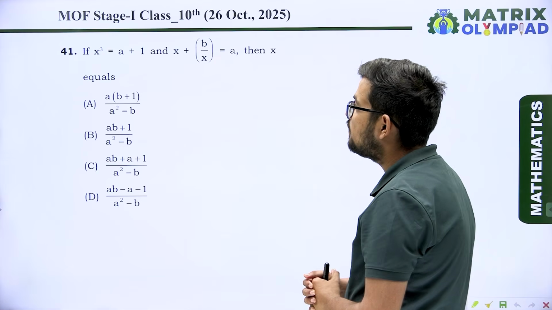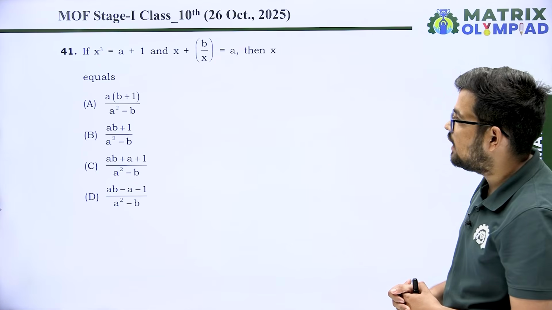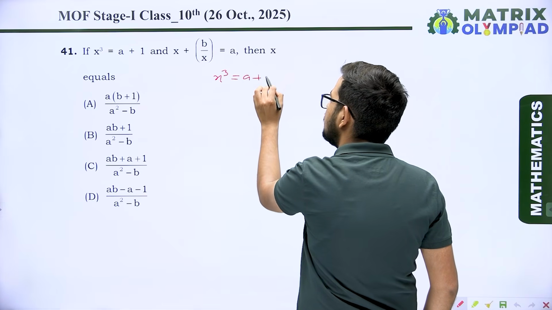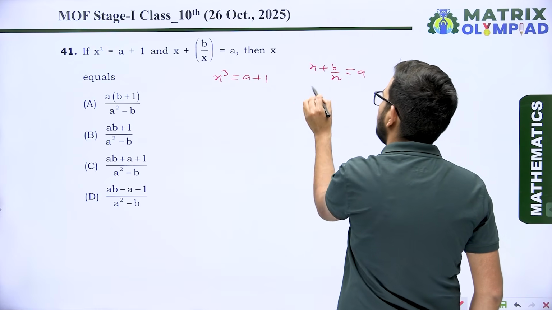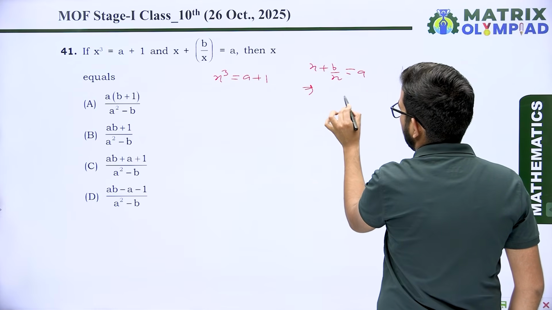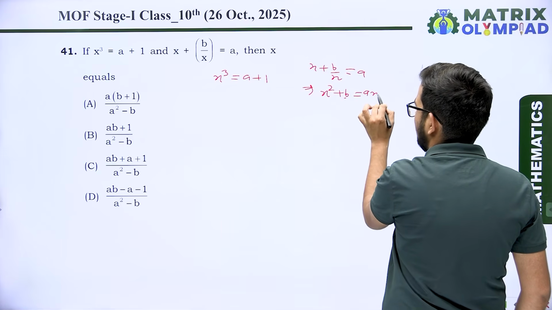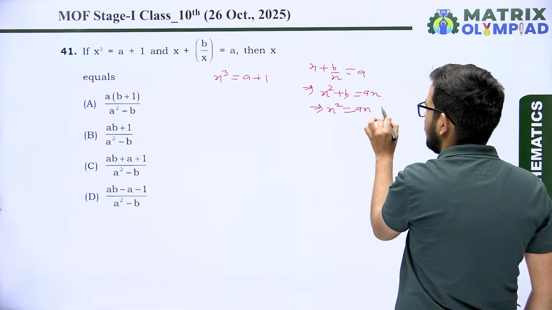If x cube equals a plus 1 and x plus b upon x equals a, then x equals? Okay, so x cube equals a plus 1 and x plus b upon x equals a. From here, after taking the LCM, you will have x square plus b equals ax. So x square equals ax minus b.